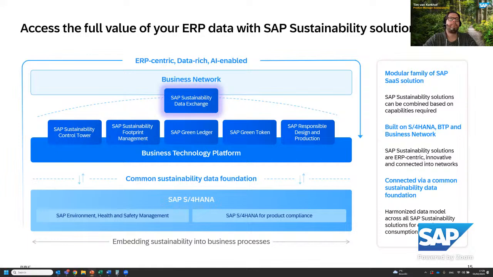From a portfolio perspective, and this is a more strategic outlook also from the solution, what you're seeing is the overall sustainability portfolio that we currently have. You can see the different applications as SFM and SCT already mentioned, but Green Ledger, Green Token, and responsible design and production as well. And then within the S4 environment, we have environment, health and safety, and the product compliance capability. You can see that Sustainability Data Exchange is set as an overarching application connecting to the business network. And this is where the strategy will follow on.